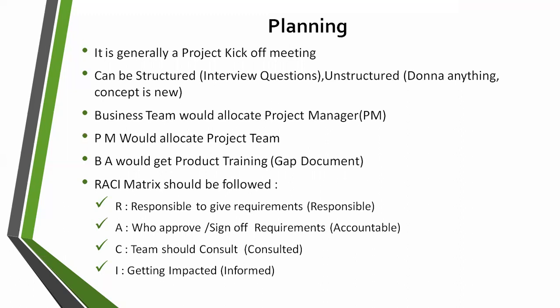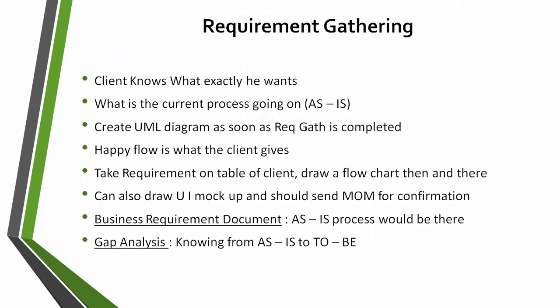Okay. So from as-is to where they want to be, that is the to-be. As-is is nothing but, for your easy understanding, the current process which the stakeholder is following. The current process which the stakeholder is following, that is called the as-is. Okay.